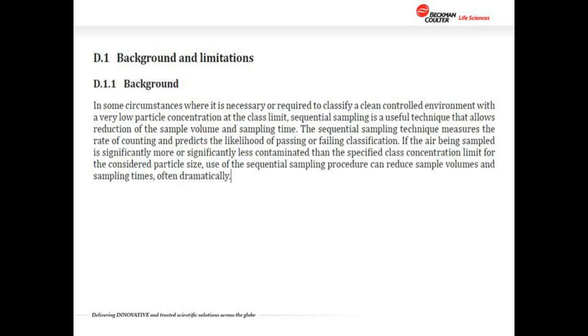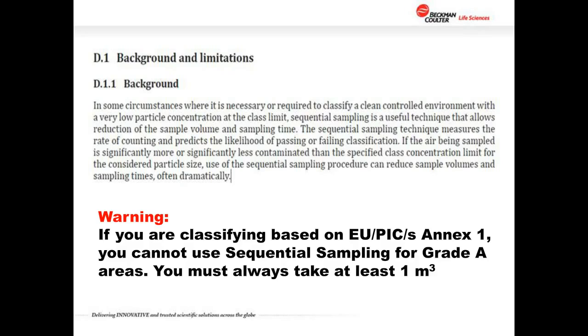However, it's very important to realize that if you're working with the European or the PICS Annex 1, you cannot use this method, even though it's very attractive in many cases. But if you have called something a grade A in particular, but if you're using that categorization of your areas, grade A, B, C, D, you need to be very careful about employing this.